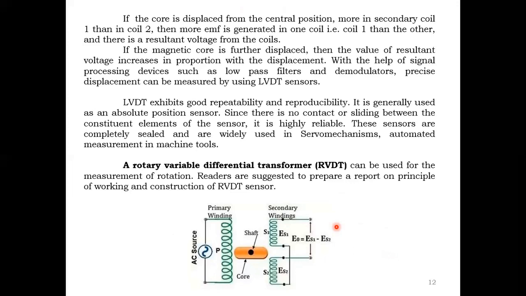Further displaced, so the value of the resultant voltage increases in proportion with the displacement. So with the help of signal processing devices such as a low pass filter and demodulator, displacement can be measured using LVDT sensors. Okay, the LVDT. Next we have another type, RVDT, that is the rotary variable differential transformer.